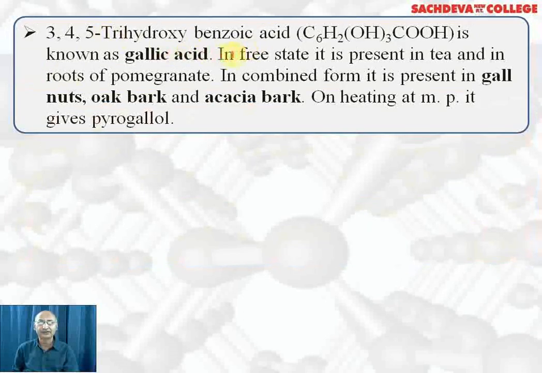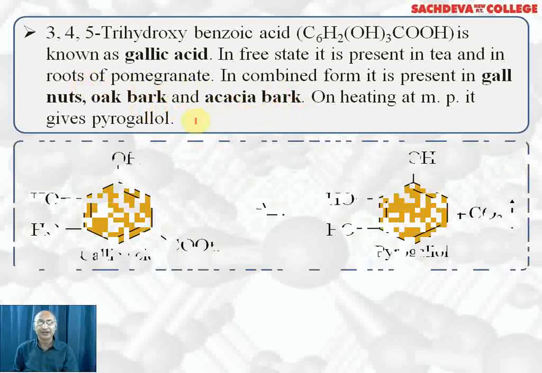3,4,5-trihydroxybenzoic acid, known as gallic acid, in free state is present in tea, and that is why tea is acidic in nature, and in the roots of pomegranates. In combined form, it is present in gallnuts, oak bark, and acacia bark. On heating at melting point, it gives pyrogallol.